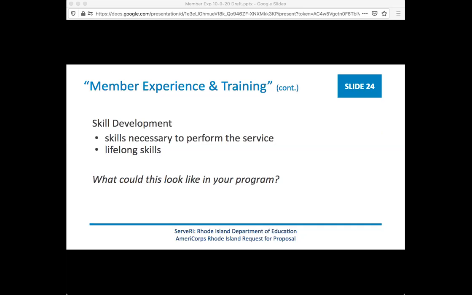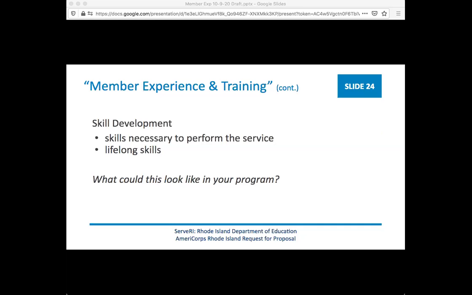Do they need to learn how to use certain tools, whether it's on the computer or manual tools? Do they need a certain knowledge base? Do they need a knowledge of the community they're working with? Do they need knowledge of a certain curriculum? What are those specific skills to perform the service? And then again, thinking about those lifelong skills, time management skills, leadership skills. What are those things that they will carry with them forever, that will also help them in your program?